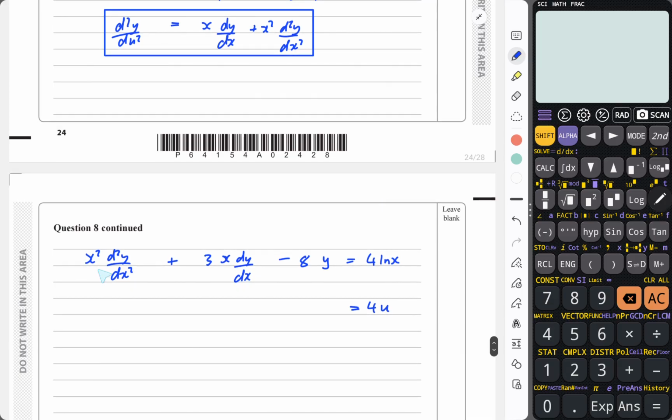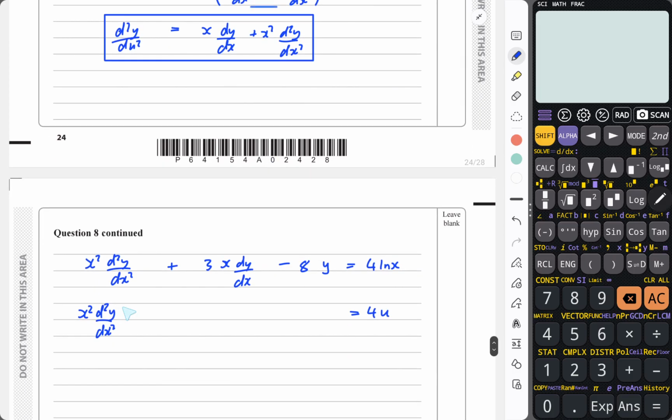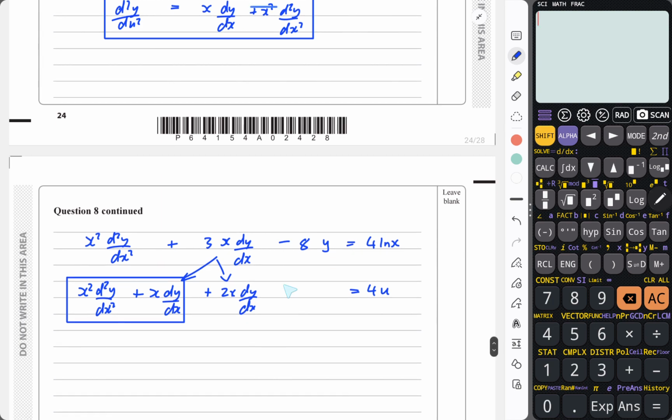And then we've got x squared d2y dx squared. And I want to use this here to get my second derivative, but I need an x dy dx. So I'm going to take out one of them. So I'm going to split up this term into x dy dx and then 2x dy dx. So let's split up that term, because then this bit here is my second derivative with respect to u.